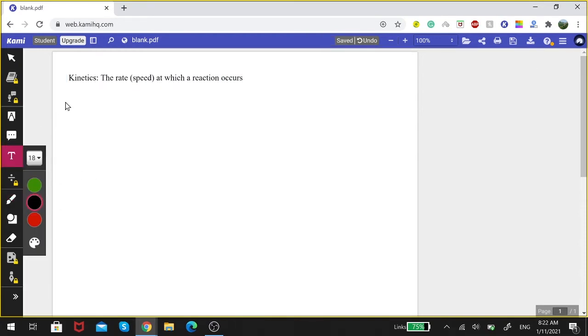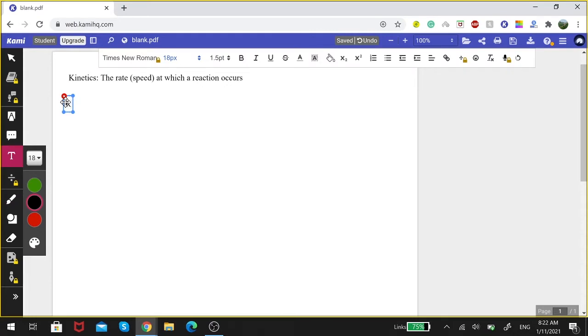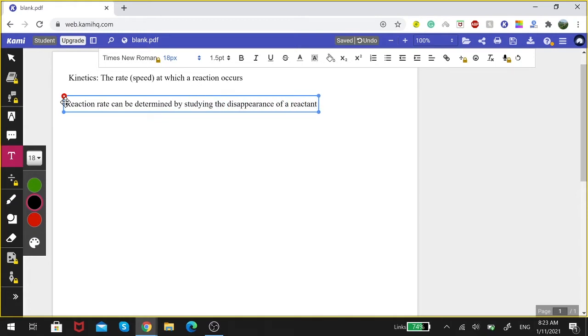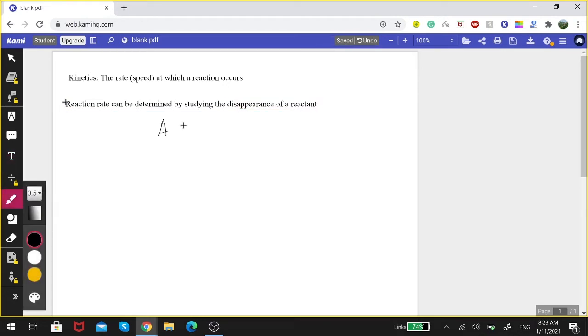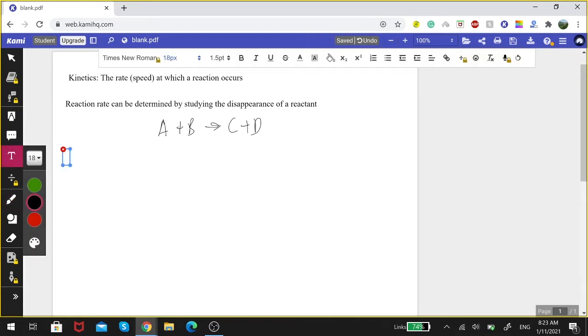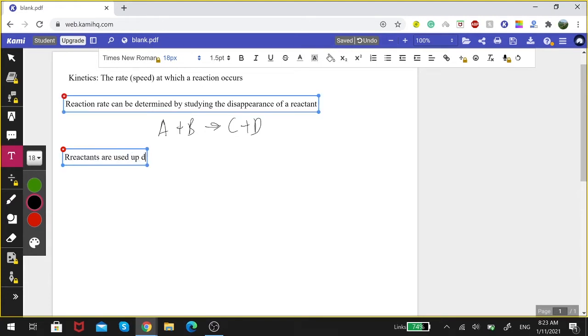First way is by studying the disappearance of a reactant. So let's say we have A plus B reactants makes C plus D products. Reactants are used up during a reaction, so over time, concentration is decreasing.